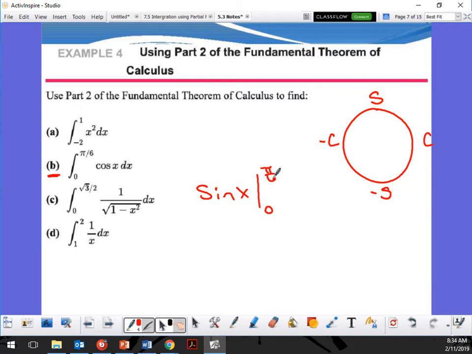So given that, pi over 6 is basically just 30 degrees. So that's going to end up being on my unit circle. The sine is the y value, so the y value at pi over 6 is going to be 1/2. So this is the top minus the bottom. What is sine at 0? My answer is 1/2.